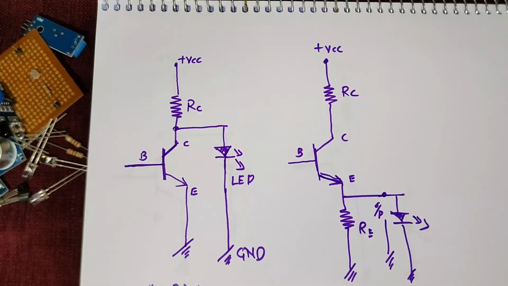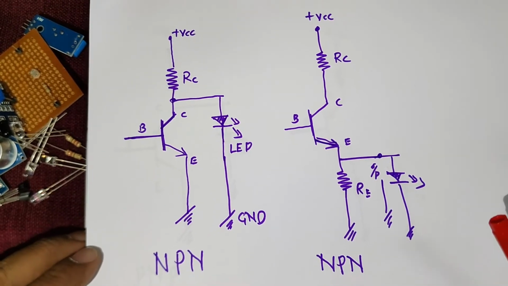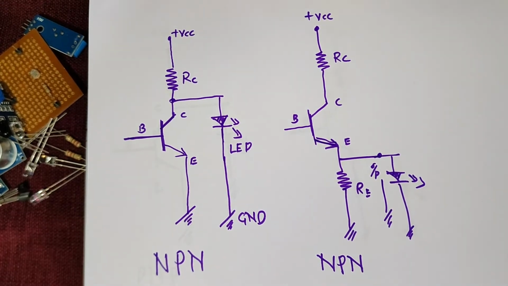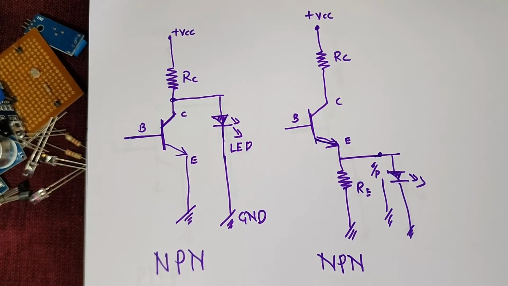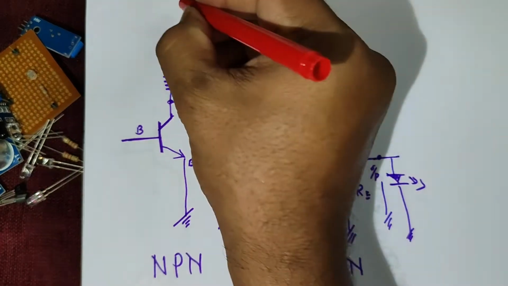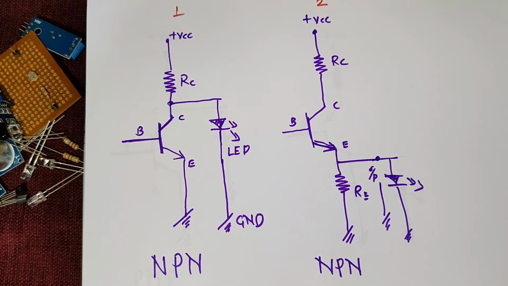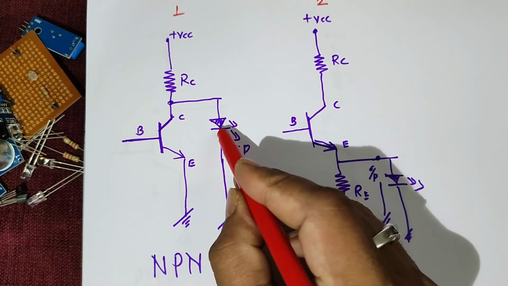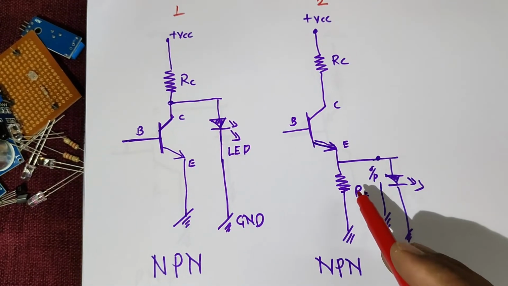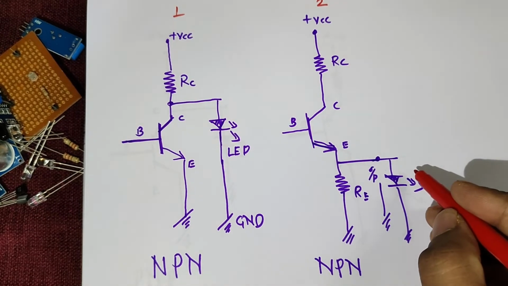Okay friends, now let us learn about some theoretical part of the transistor. Now we know basically there are two types of transistor, one called NPN and the other PNP transistor. Now in the figure you can observe figure 1 and figure 2. In figure 1 I have taken the output from the collector side, and in figure 2 I have taken the output from the emitter side.